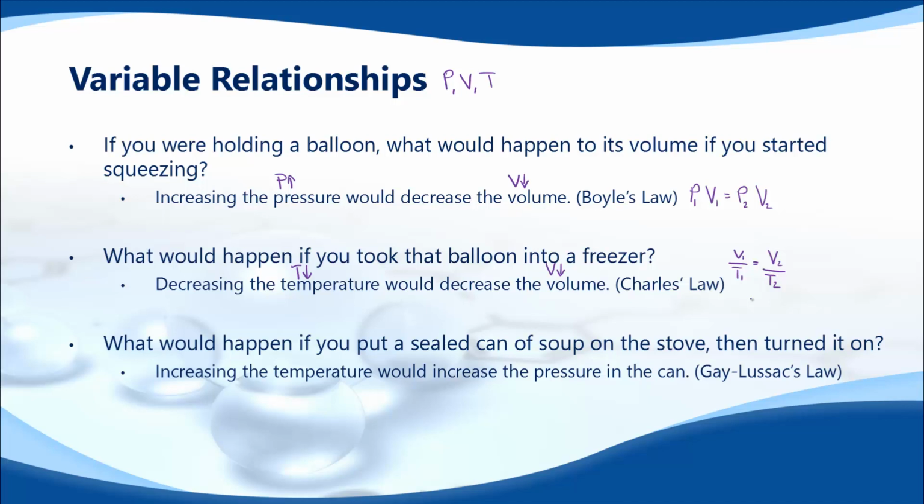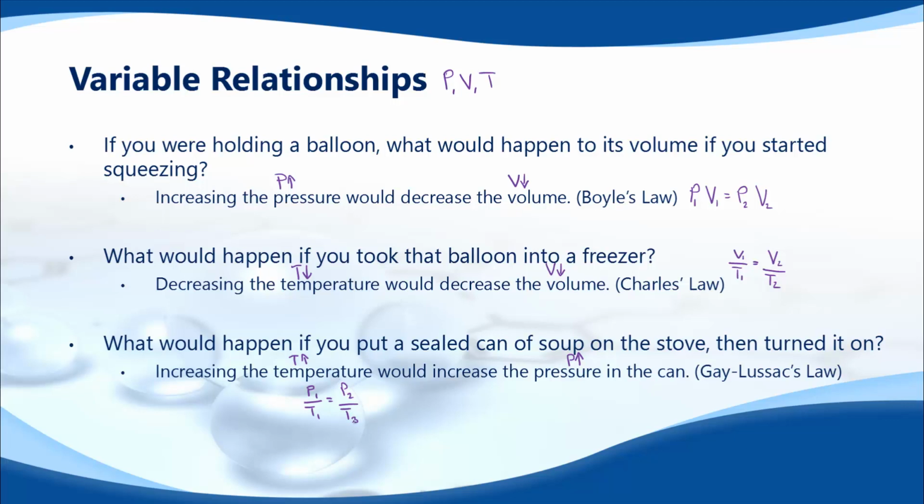will eventually burst, right? The reason why is because as we increase the temperature, so temperature goes up, the pressure inside is going to increase as well. Right, so temperature goes up, pressure goes up. So this again is another directly proportional relationship. So the way that we write this is the same way that we write Charles's law. So we're going to say P1 over T1 equals P2 over T2.